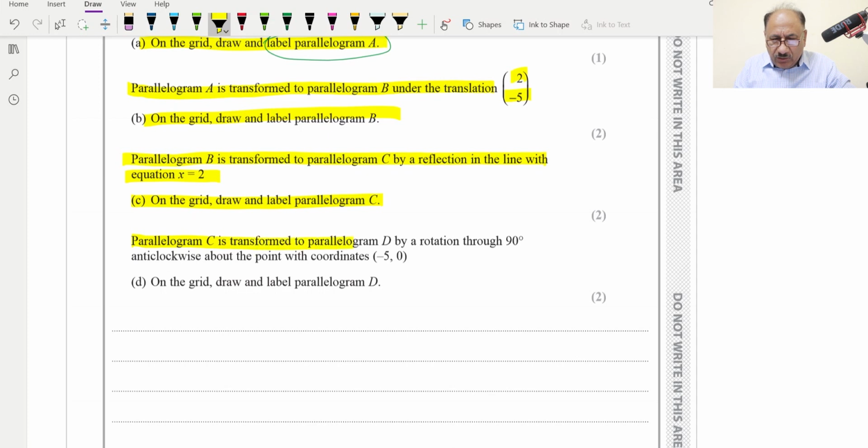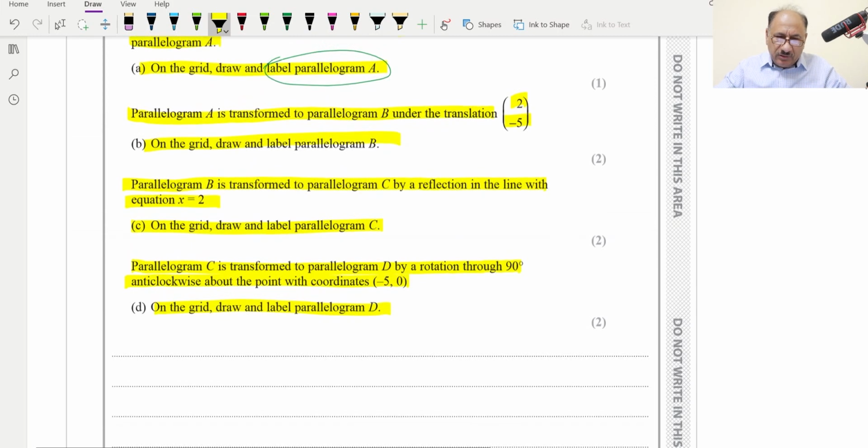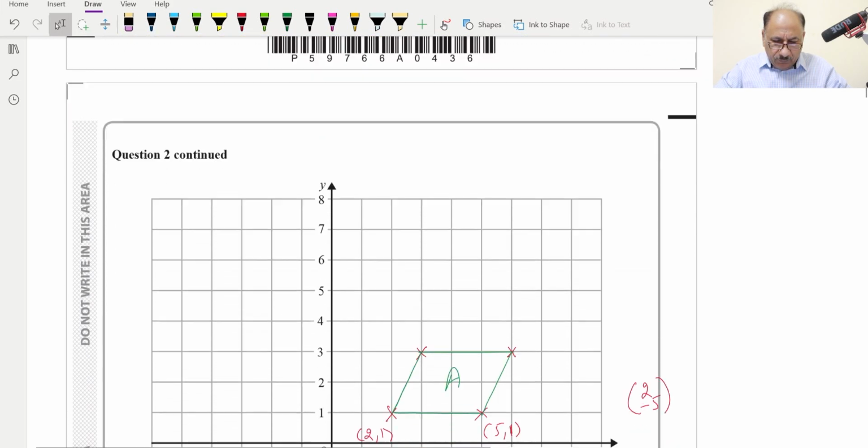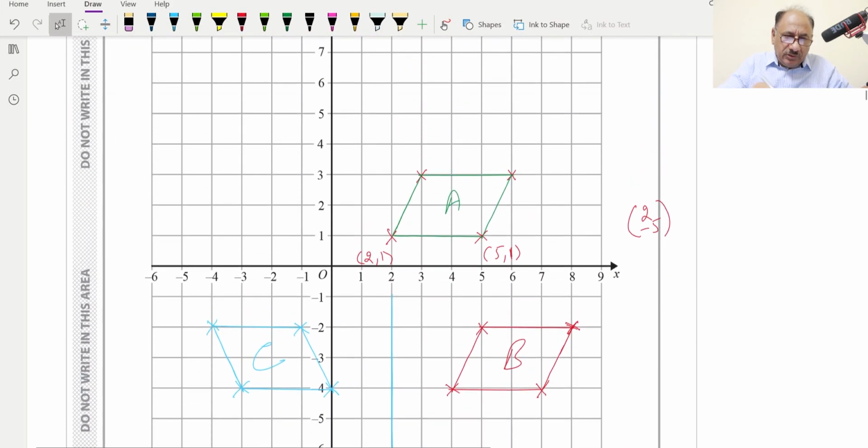Parallelogram C is transformed to parallelogram D by a rotation through 90-degree anti-clockwise about the point with coordinates -5 and 0 on the grid. Draw and label D. So -5 and 0 is the center of rotation. So we will identify first -5 and 0. So -5 and 0 is basically this point. Now we have to draw this one, 90-degree rotation anti-clockwise.